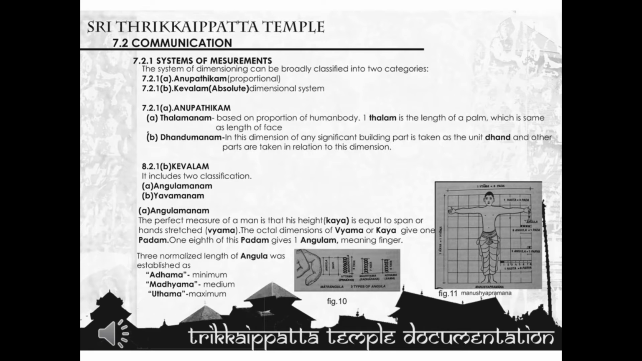Now the second dimensional system, which is Kevalam, that is the absolute dimensional system. It includes two classifications, Angulamanam and Yavamanam. Angulamanam, the perfect measure of a man is that his height, that is kaya, is equal to the span of hands stretched, that is Vyama. The total dimension of Vyama or kaya gives one padam. 1/8 of this padam gives one angula, meaning finger. Three normalized lengths of angula were established as Adhama minimum, Madhyama medium, Uttama maximum.